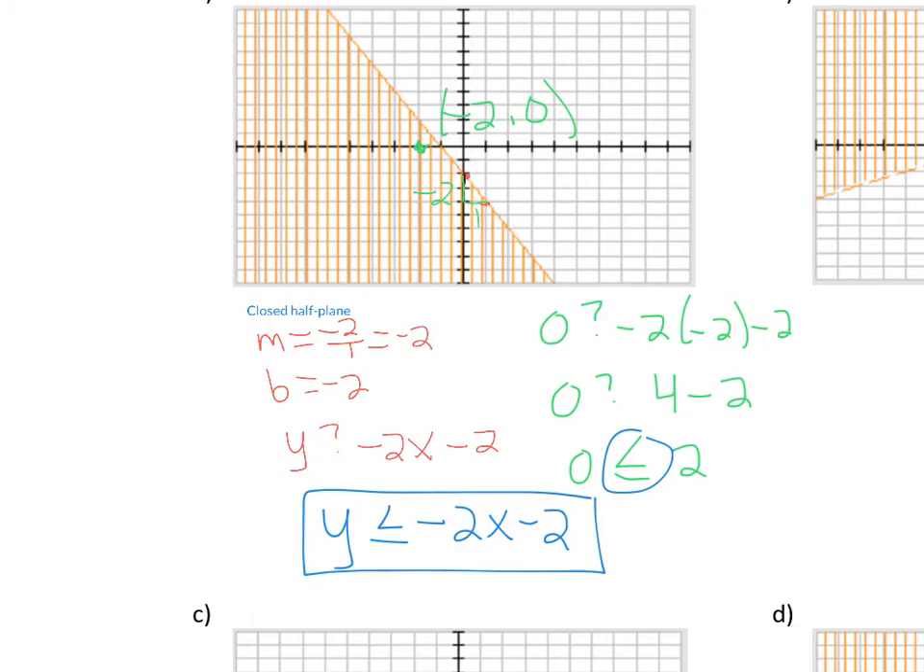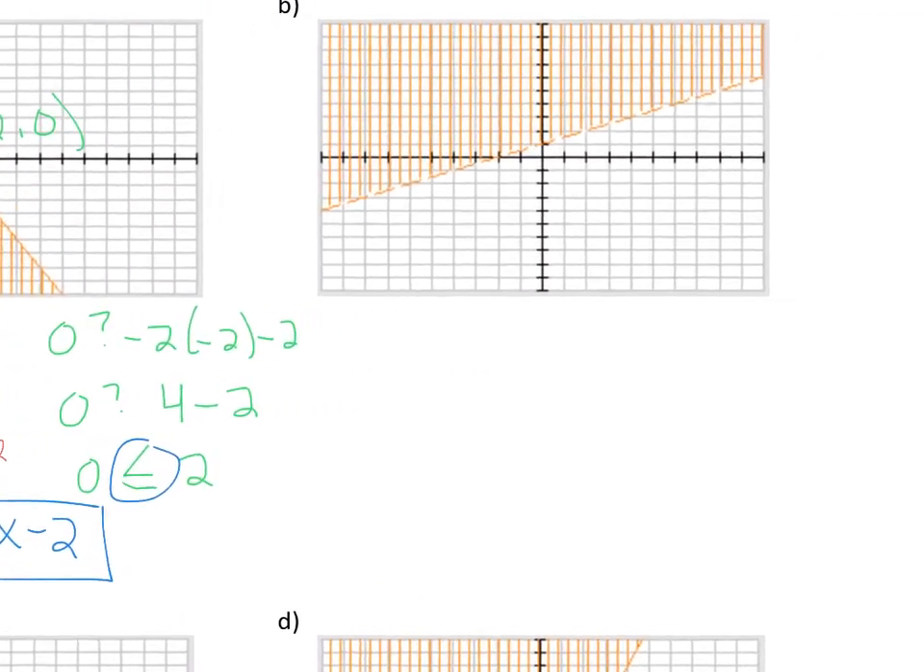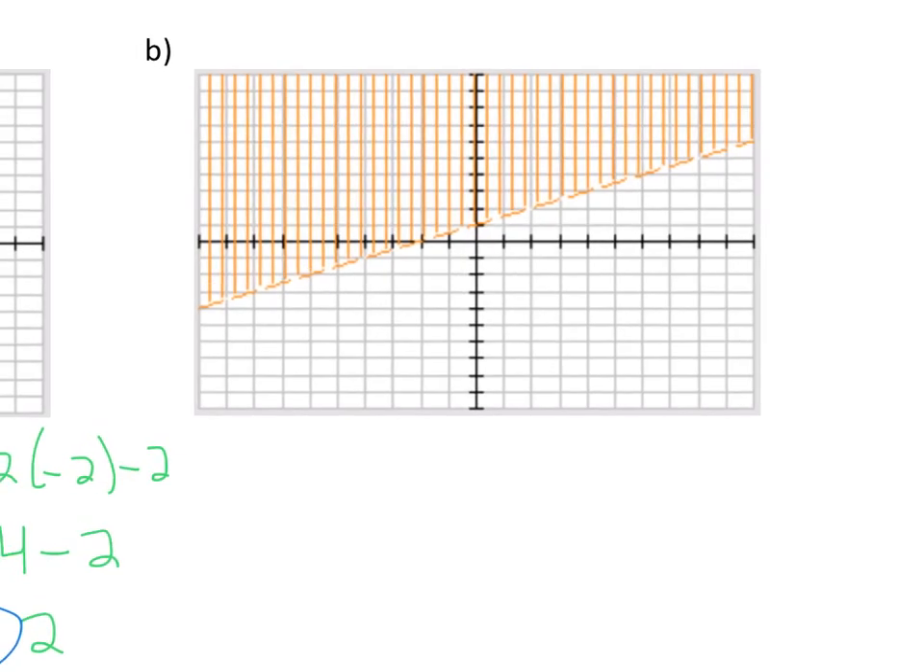Let's do one more together. Let's look at letter B. This one's a dotted line, so I know it's an open half plane. Let's jot that down. And now we need to find the slope and the y-intercept. The y-intercept is right here at positive 1.